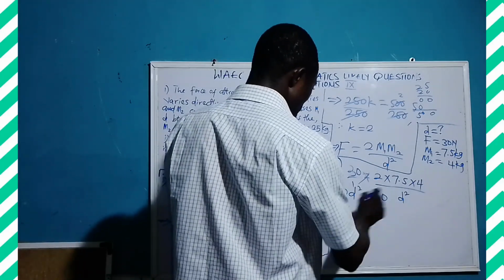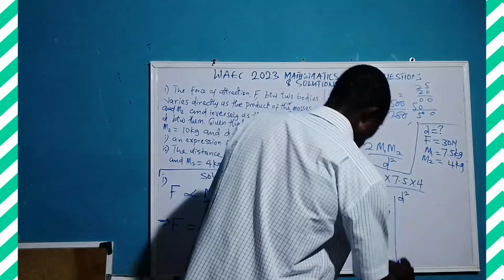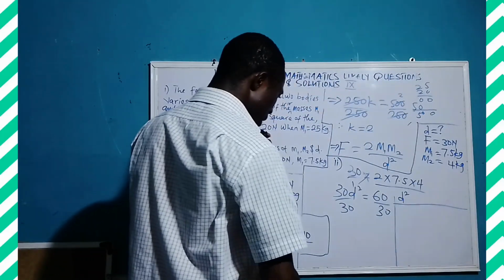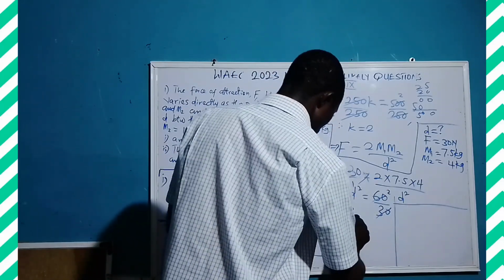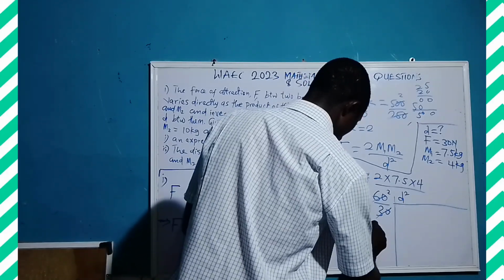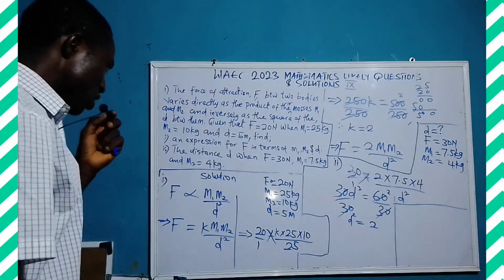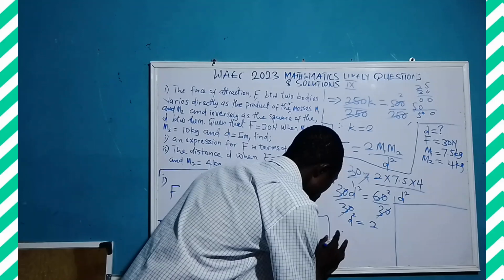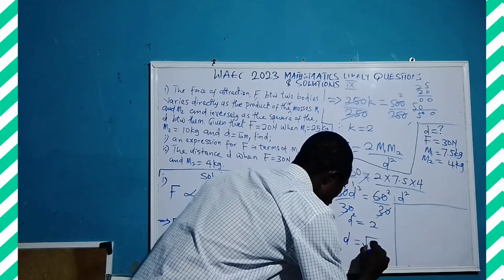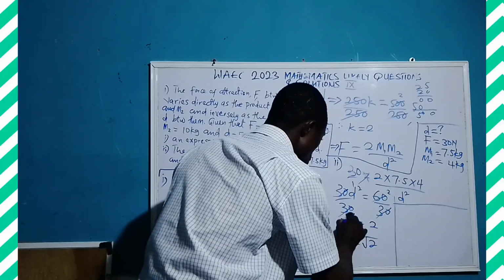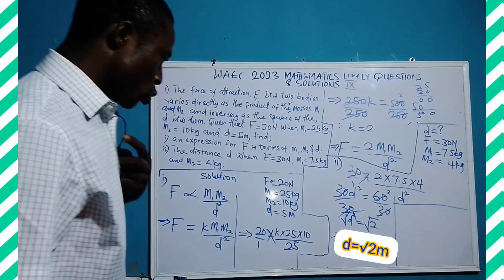From here, you make D square the subject of formula by dividing both sides by 30, so that you have 2. So D square is equal to 2. But we are asked to find D, not D square. Therefore, D is equal to square root of 2, because you just take the square root of both sides. The square cancels the square root, and we are left with D. So D is equal to root 2. Thank you.